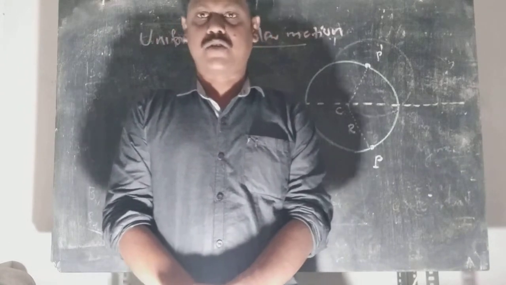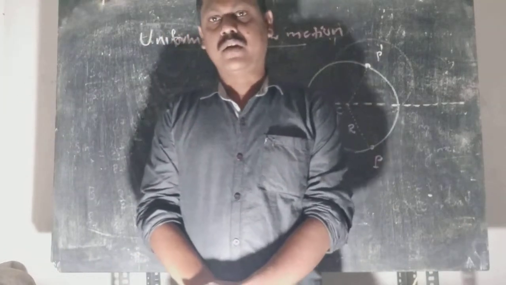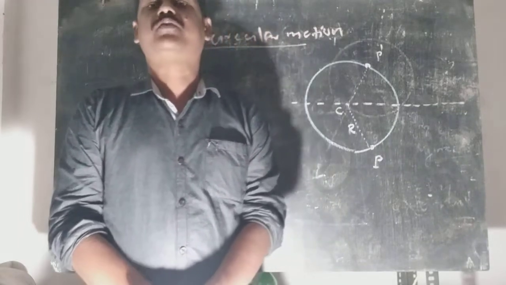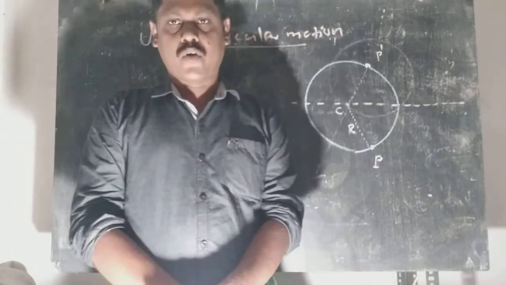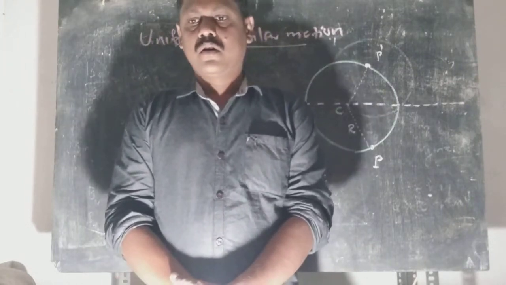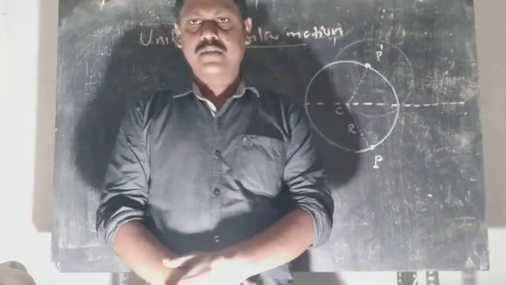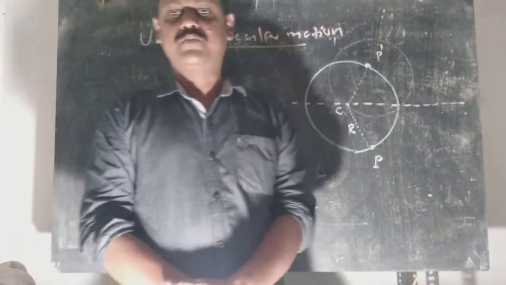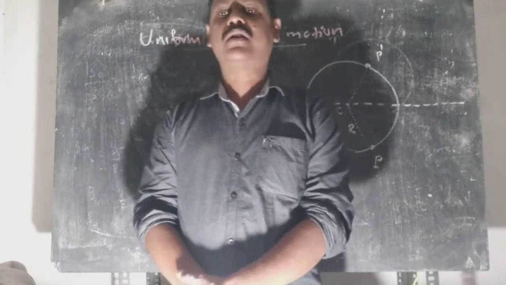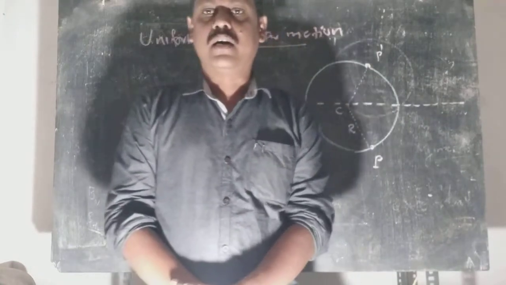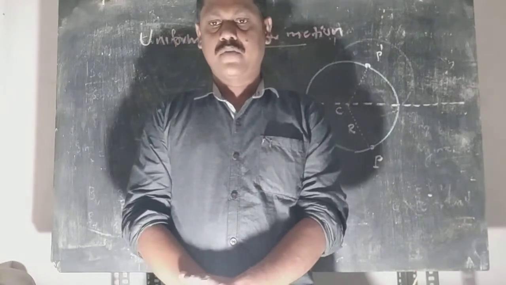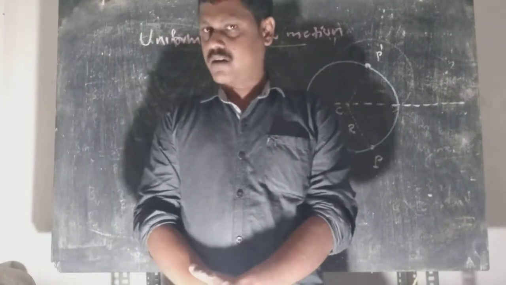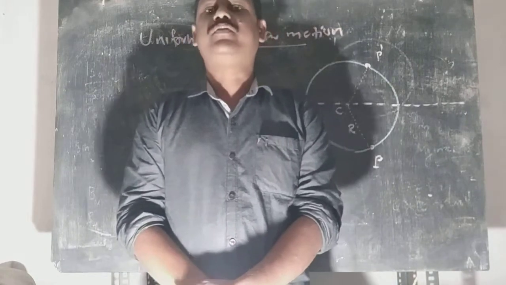Now, circular motion. The path followed by the body is along a circular track. So what is uniform circular motion? When an object follows a circular path at a constant speed, it is uniform circular motion. For example, the electrons that revolve around the nuclei at a constant speed in a particular orbit are in uniform circular motion.